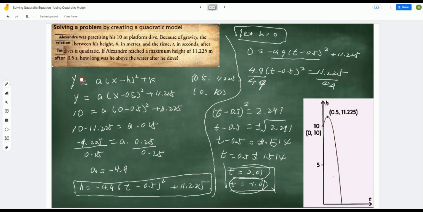So how long was he above the water after he dove? Yes, 2.01 seconds. Okay, that's it.